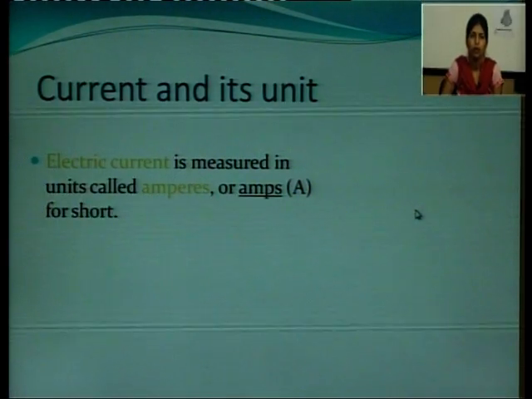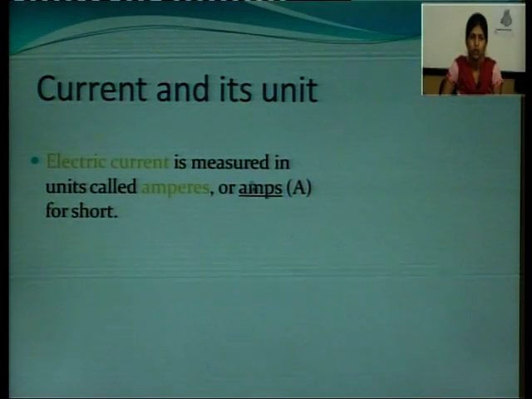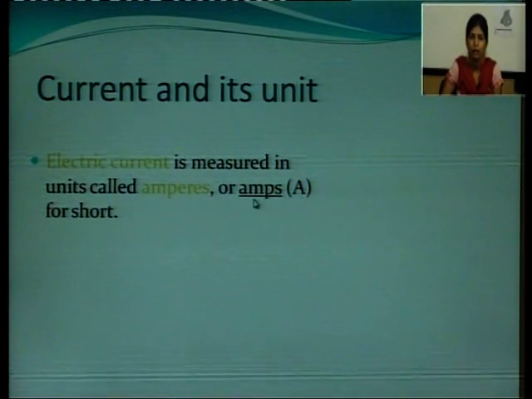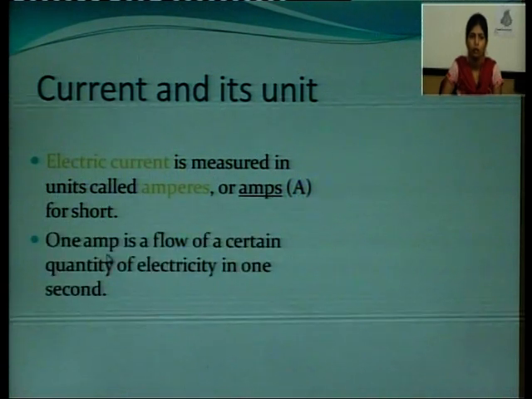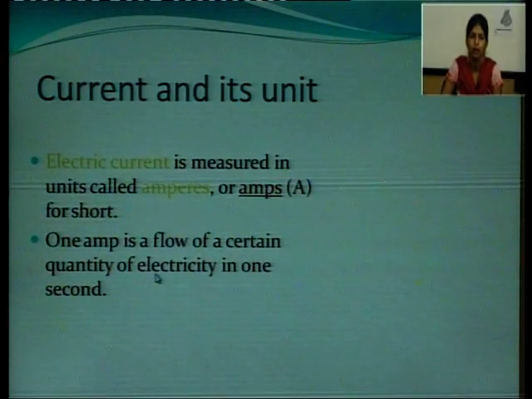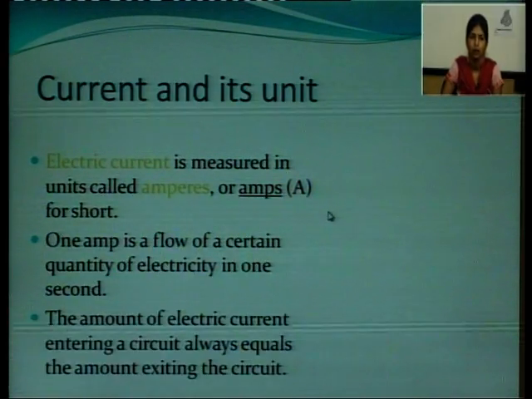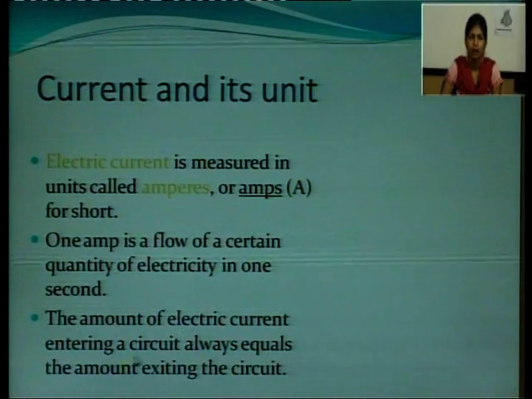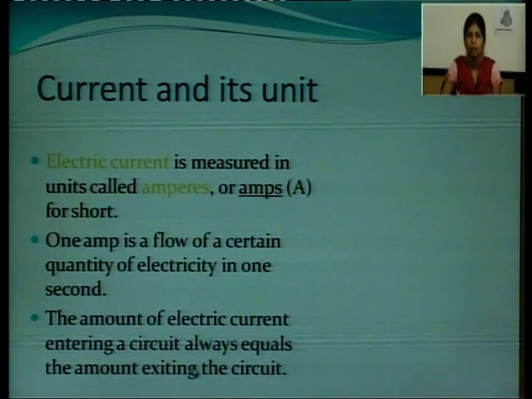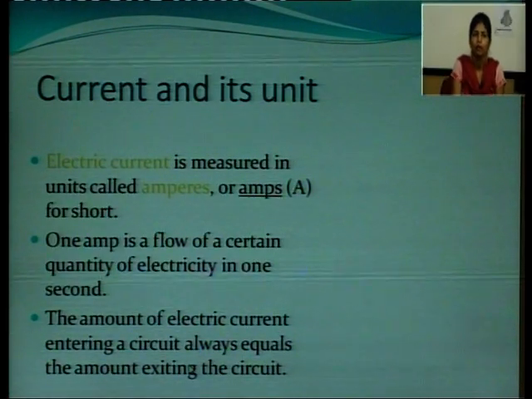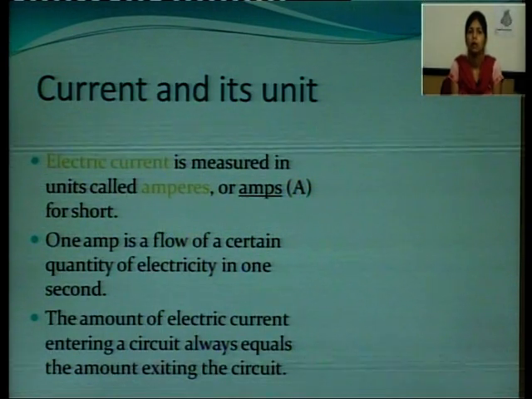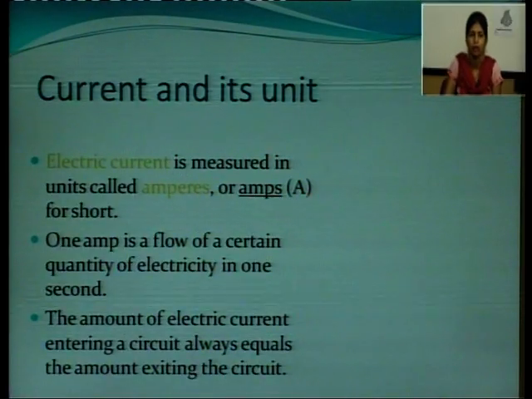Now what is the unit of current? Current is measured in amperes, or it can be written as amps or A for short. 1 ampere is a flow of a certain quantity of electricity in 1 second. The amount of electric current entering a circuit is always equal to the amount exiting the circuit. Means whatever the quantity of current entering the circuit must be equal to the current that is leaving the circuit.